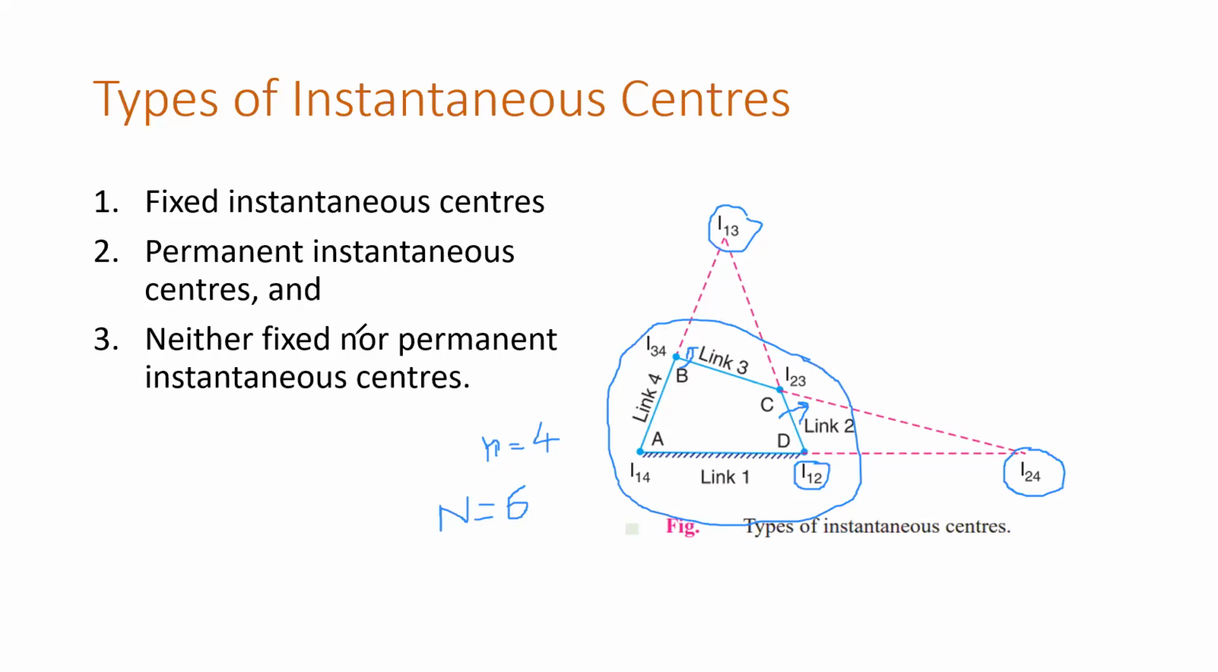And next are the neither fixed nor permanent instantaneous centers. To find these instantaneous centers, you have to do some geometrical construction. You can see that I have extended some lines and located these ICRs, I13 and I24. So these ICRs will be known as neither fixed nor permanent ICRs, and in order to locate them, you have to do these geometrical constructions. Then you can locate I13 and I24.